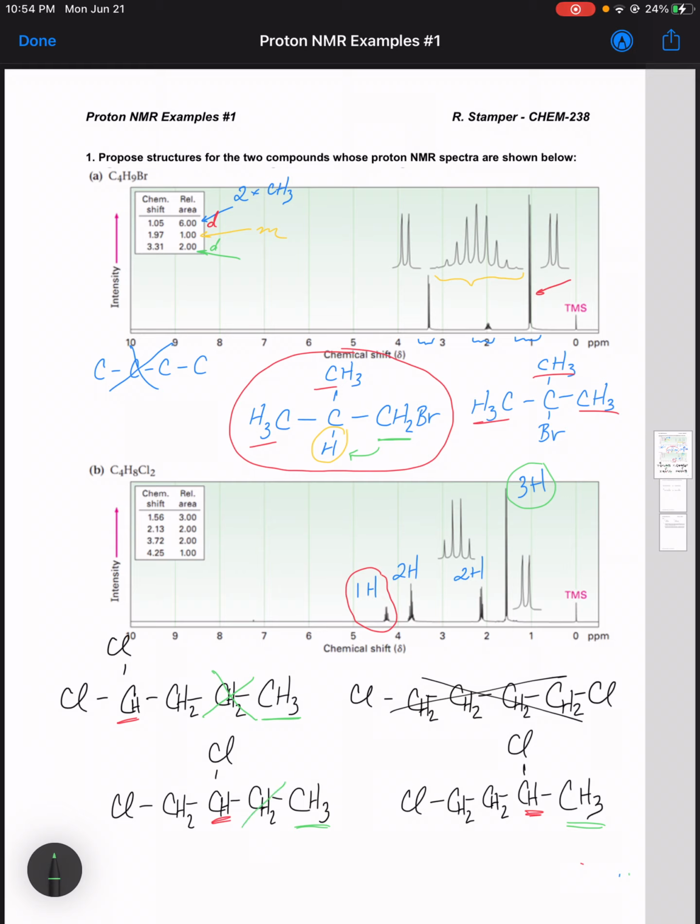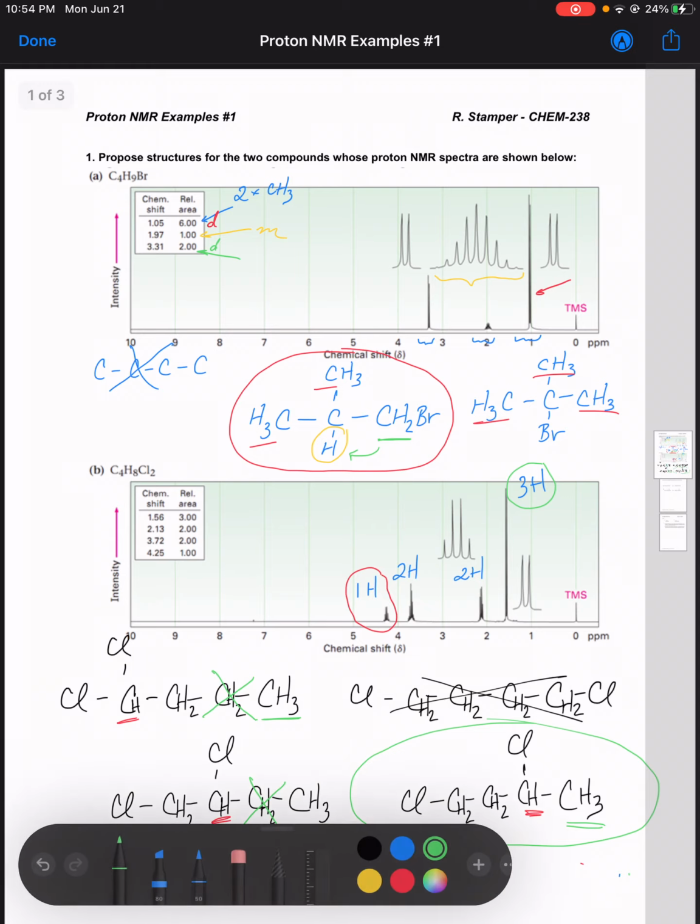Likewise, the second structure I drew is out for the same reason. And so now we're left with the third structure down here, which I think has to be right because it's the last one we have, but let's analyze it just to be sure.